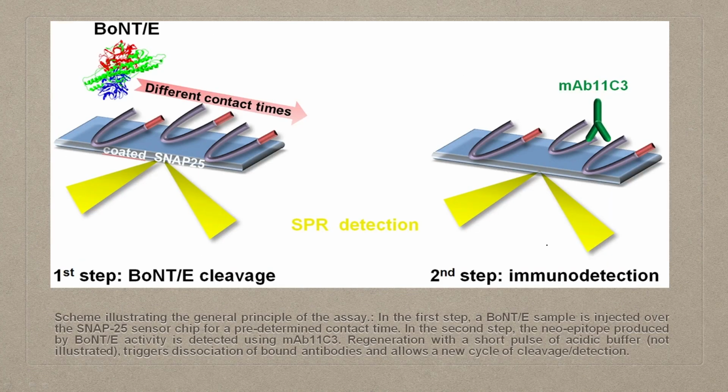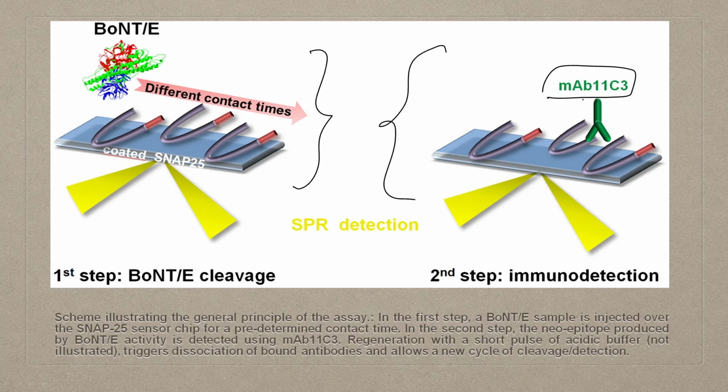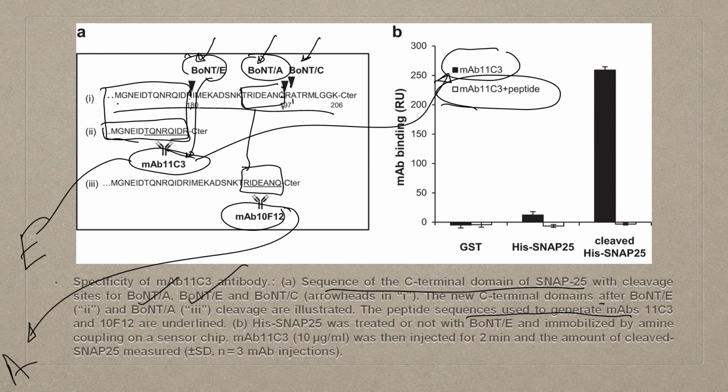Okay. Now, as I was mentioning, botulinum toxin E, and here you have the monoclonal antibody against it. Okay. MAB 11C3. Now, what we are going to see here is cleavage, different contact point. This is coated with SNAP. So, if this is all coated with SNAP and you are allowing this toxin to run through it, what will it do? It will cut it at specific points, and those points are out here, this 180th residue, where this particular toxin is going to cut it.